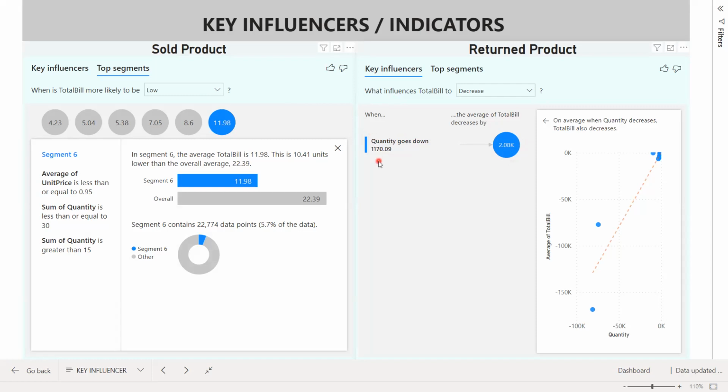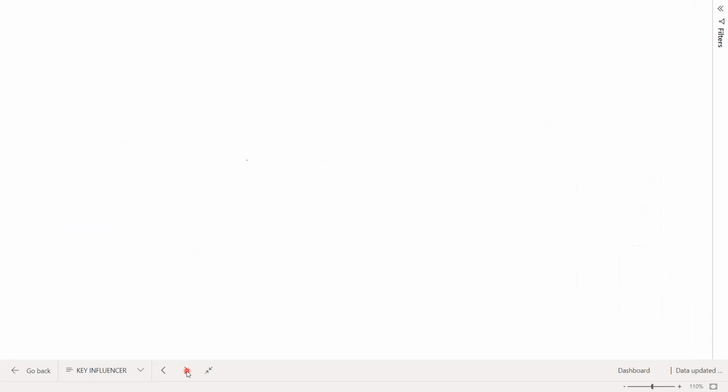So the threshold is 1170 in terms of quantity, and anything bought above this quantity has to be looked into properly, and a return policy has to be formed properly, so that above this quantity a return will not be accepted. This is the way we can find out how return transactions can be reduced in future. So this is from our side, and thank you.